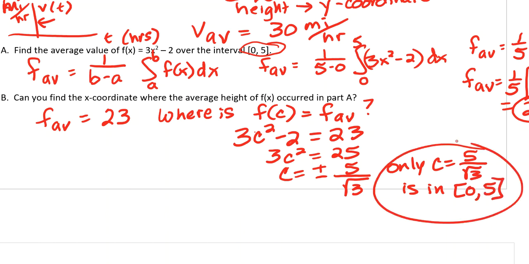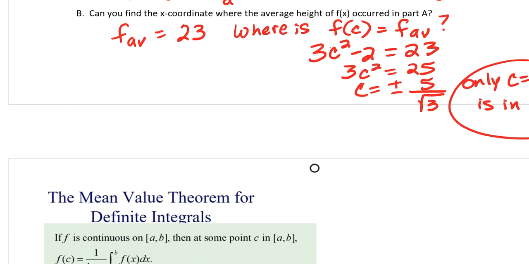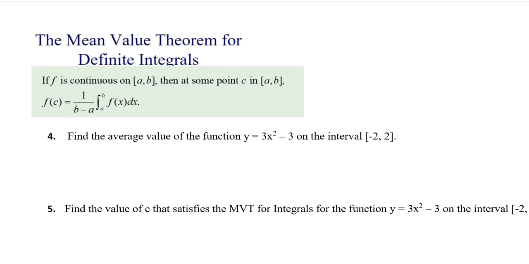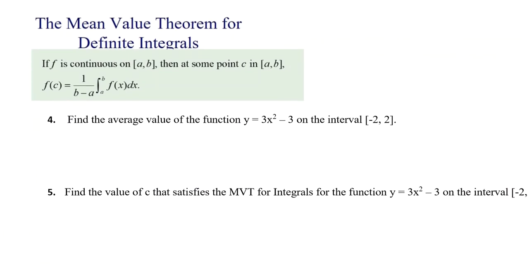So the value of c is where the average height occurs. And that gives us the second part of our topic, which is considered the mean value theorem for definite integrals. This is really just a fancy way of saying f average. So the mean value theorem for integrals says, where does the average height occur? If you've already found the average value, then you simply have to say, where does that become the x or the y coordinate?